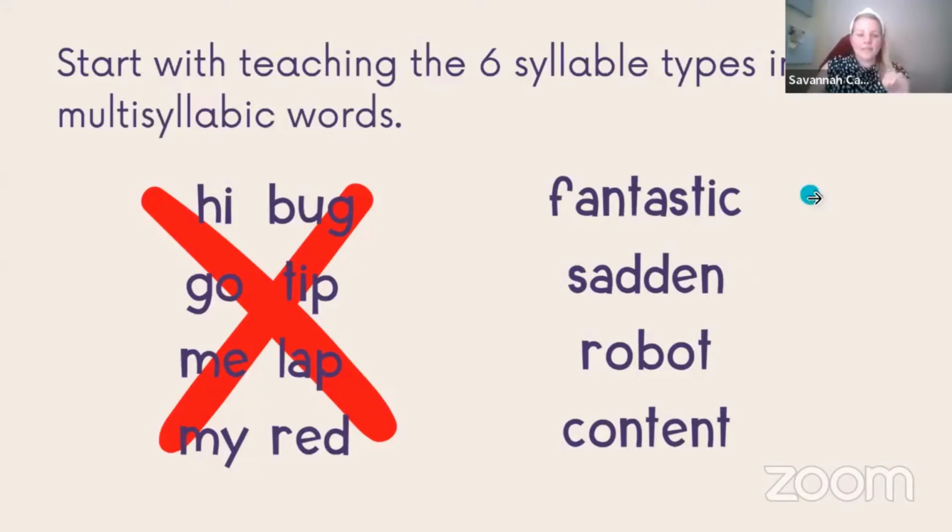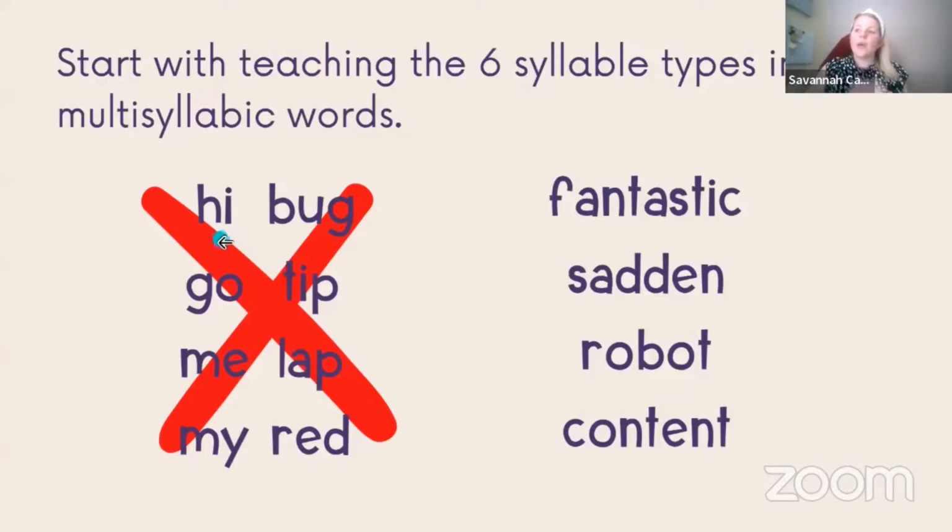My very first tip is I want you to start teaching the 6 syllable types inside of multisyllabic words. And this is something that I got wrong for a while. When I had 3rd, 4th, and 5th graders who were still struggling with reading, I would start teaching them the 6 syllable types. But I taught them only in single syllable words, right?